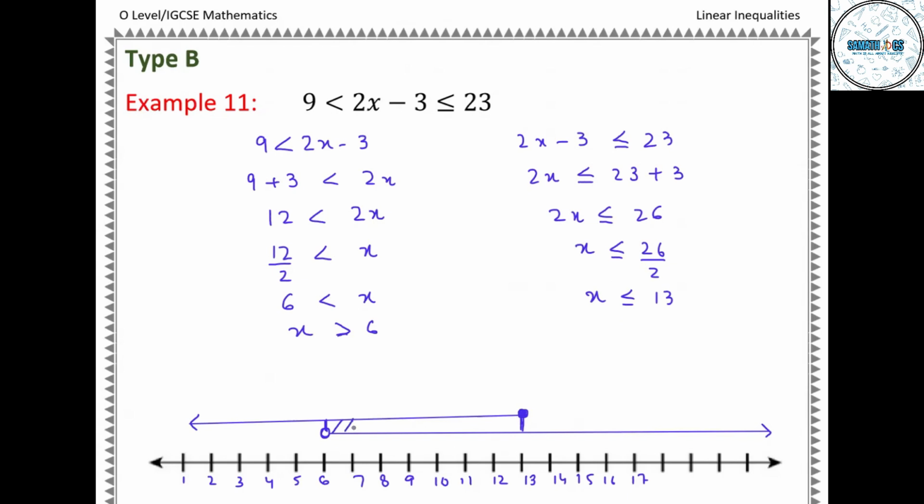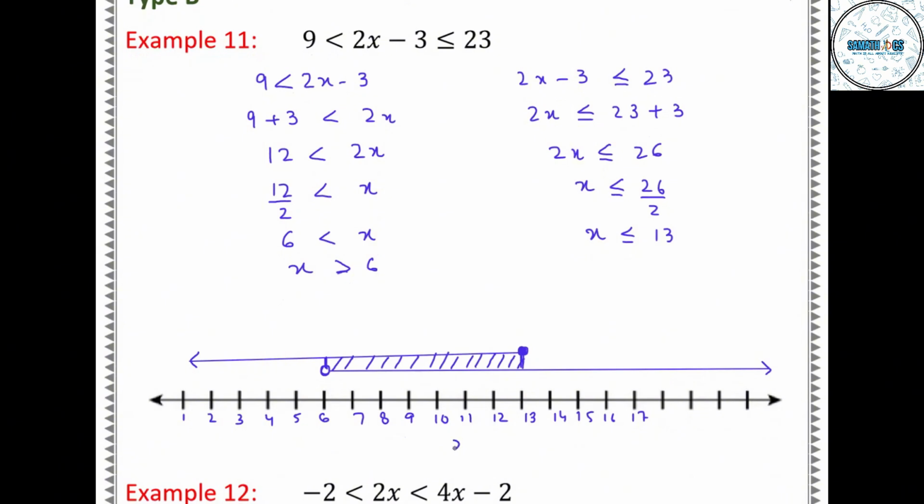So all the values greater than 6 till 13 are to be considered the values of this inequality. We can write the answer as x is greater than 6 and less than or equal to 13. Means 7, 8, 9, 10, 11, 12, 13.